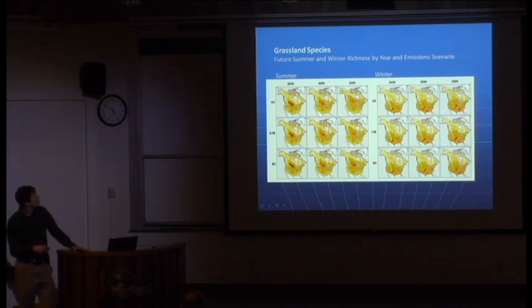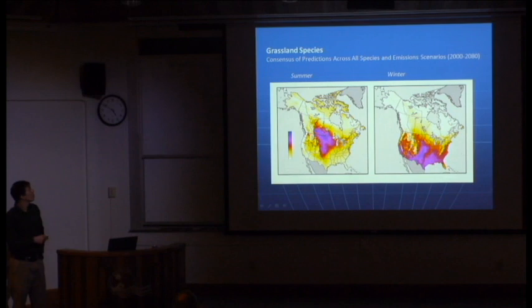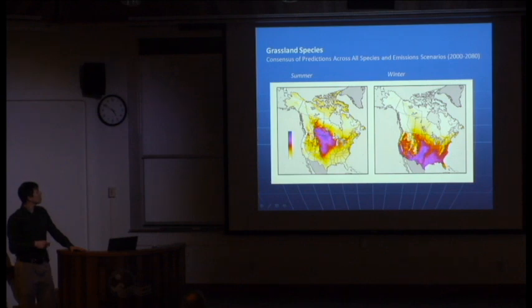We generally have a decline in richness, and that richness again shifts north. So there's a lot of change going on. And if we go for a consensus of predictions across all species and all emission scenarios, we see that things are changing a lot for these species.